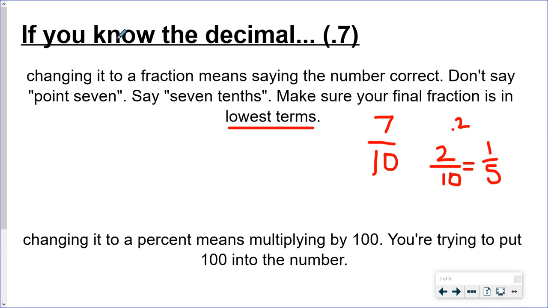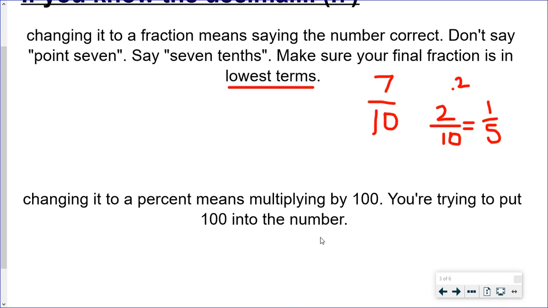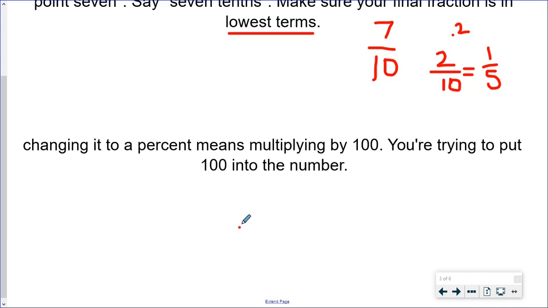So let's go back here. Then if you know the decimal number is 0.7, in order to change it into a percentage, you're going to do the exact same thing you did on the previous page. You're going to multiply that by 100. So I have 0.7, and I'm going to multiply that by 100 because I'm trying to put 100% into it. I'm trying to put the 100 into it. So by doing that, remember, just ignore the zeros. What's 7/10 times 1? Well, that's 7/10.